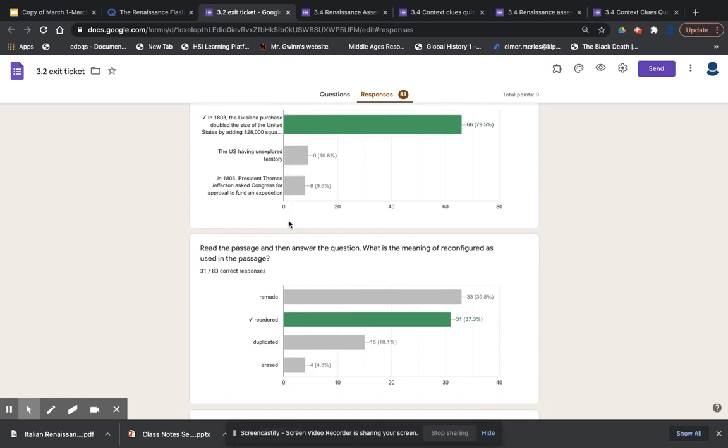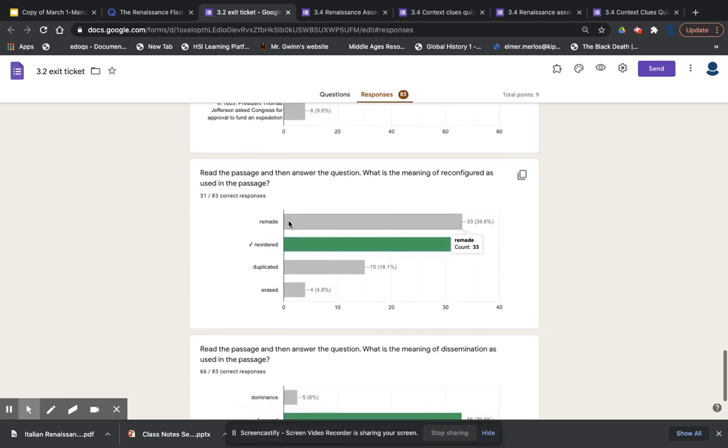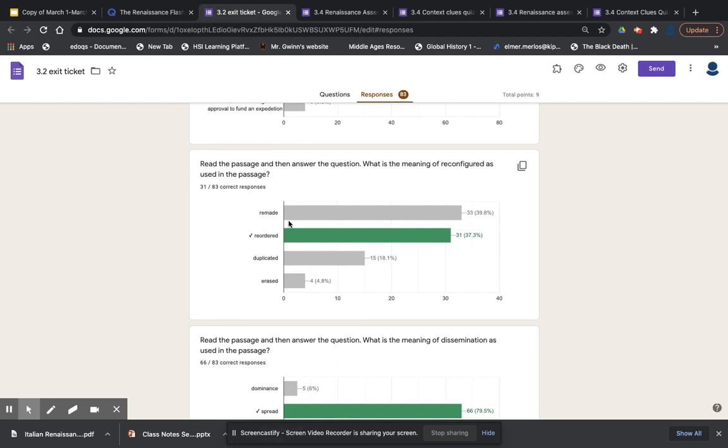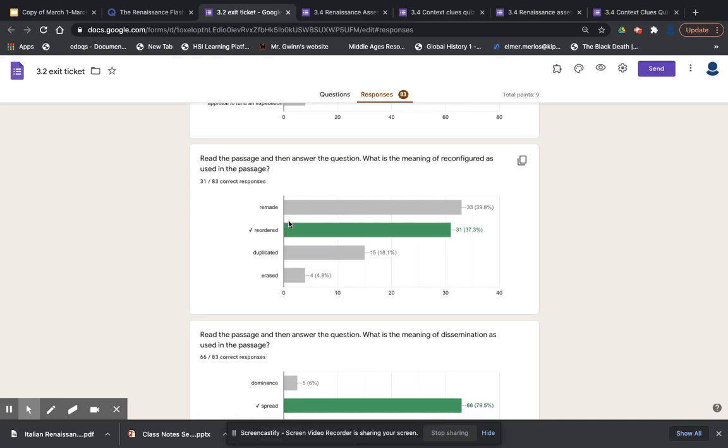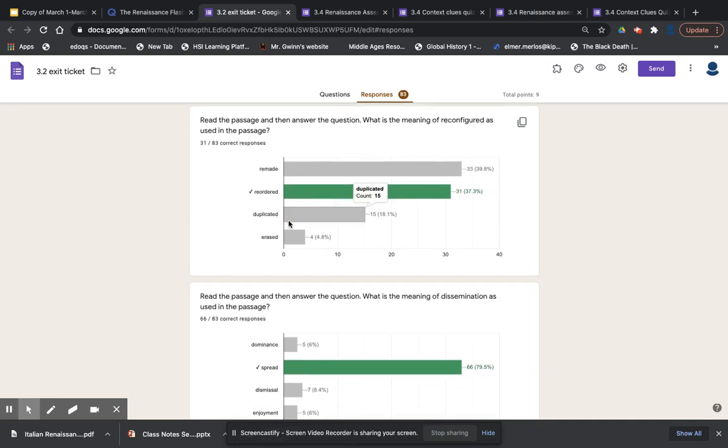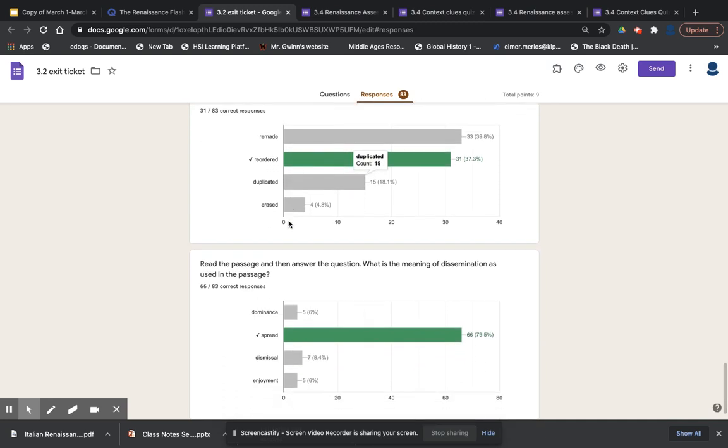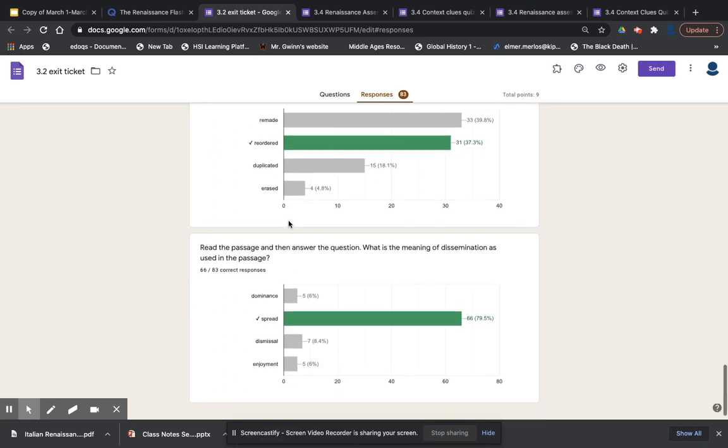When you reconfigure something, so what Gutenberg did with his printing press, he made these letters. It was like a puzzle. So he would write something, he would put ink on it, and then he would make a copy. And then when he wanted to write something else, he would just reorder the words, right? He didn't remake the words or the letters, he would just reorder them. What is the meaning of dissemination? Dissemination means spread. In this case, the spread of information.